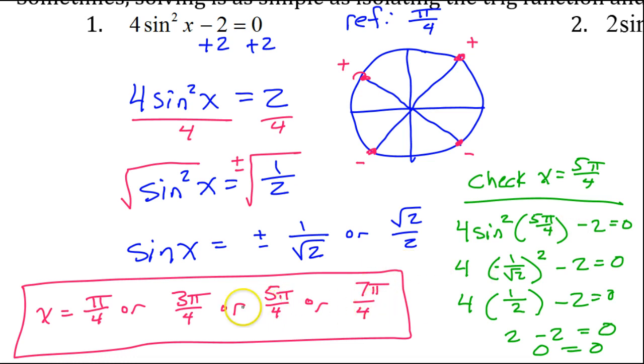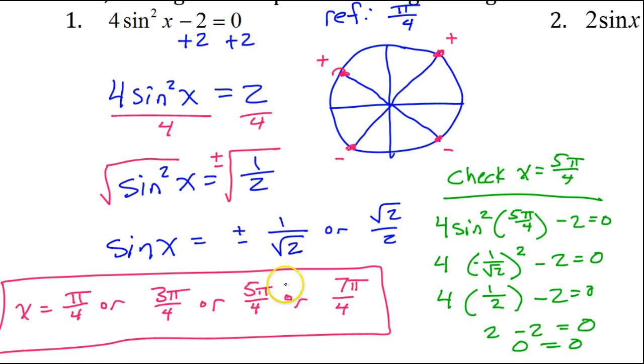Something similar would happen no matter which one of these 4 things you plugged in. In fact, because they all have a reference angle of pi over 4, all of these have a sine of either 1 over radical 2 or negative 1 over radical 2. So regardless of whether this is positive or negative, once you square it, it's going to become 1/2 in all 4 of these cases. And you're going to get the same result.